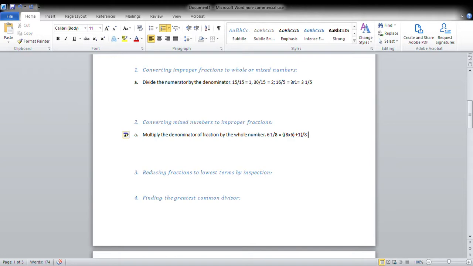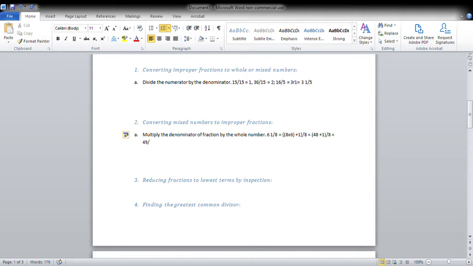So what is 8 times 6? 8 times 6 is 48. And we add the 1 over 8, which is 49 over 8. Now I did all 3 steps there, and I apologize for that. So the first thing you do is you multiply the denominator of the fraction by the whole number. And that's what you got.